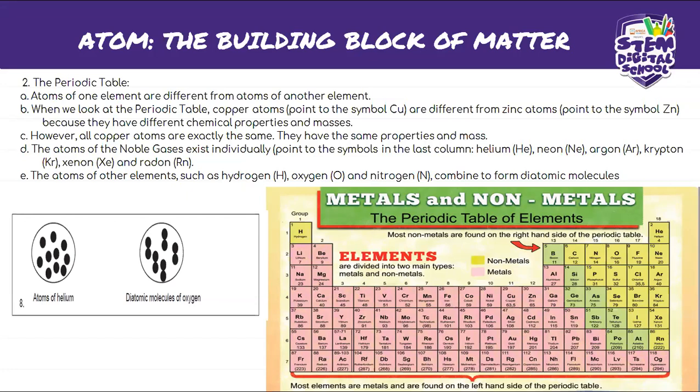Then when we look at the periodic table, for example, we can have copper, and the copper will be different from what? Zinc. Just like sodium will be different from what? Chlorine. Okay. Now, however, all these atoms of elements I've mentioned have got what? Different properties and masses. And then remember, we spoke about the noble gases, and we said the noble gases or inert gases are made up of what? The helium, the neon, and the argon, and then there was the krypton, and then there was xenon.